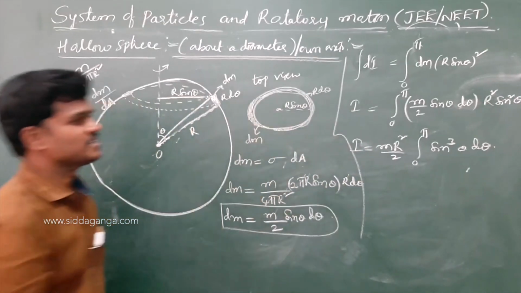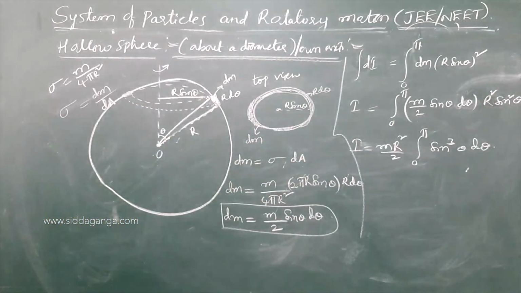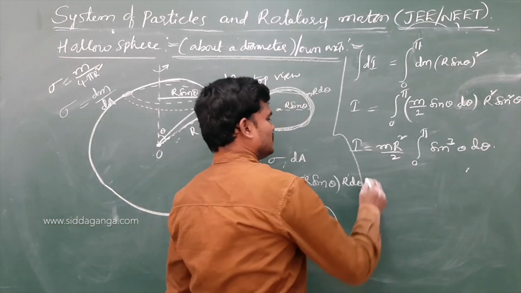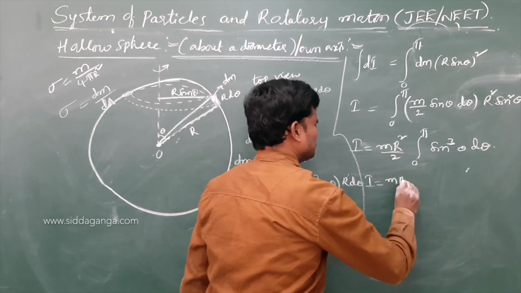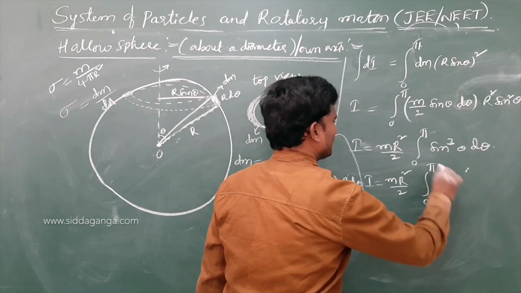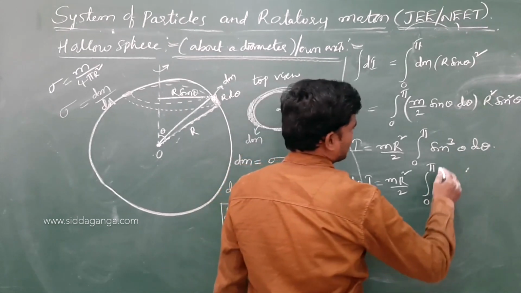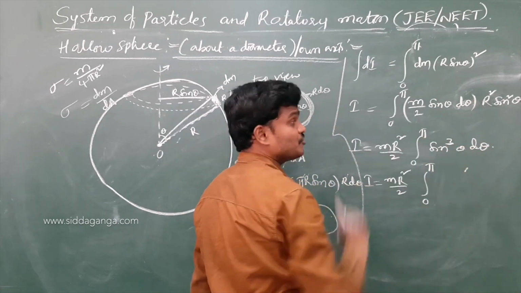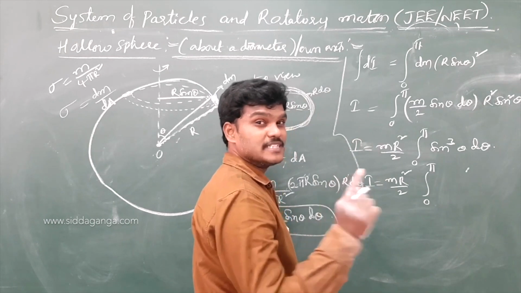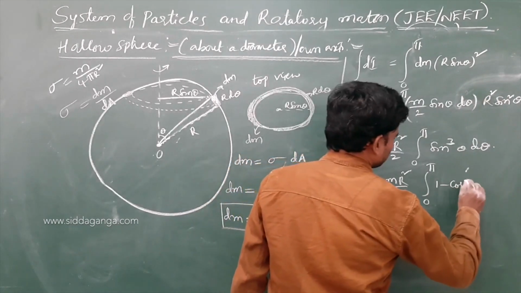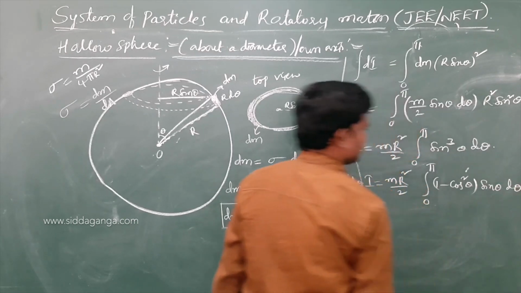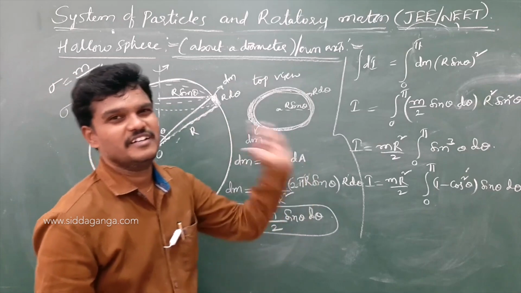So use some integration and you will get the answer. Sin cube theta d theta. Let me write M R square by 2, integral from 0 to pi of sin cube theta, which we can write as sin square theta into sin theta. Sin square theta, let me write as 1 minus cos square theta. So 1 minus cos square theta, sin theta d theta. So use the substitution method in integration.